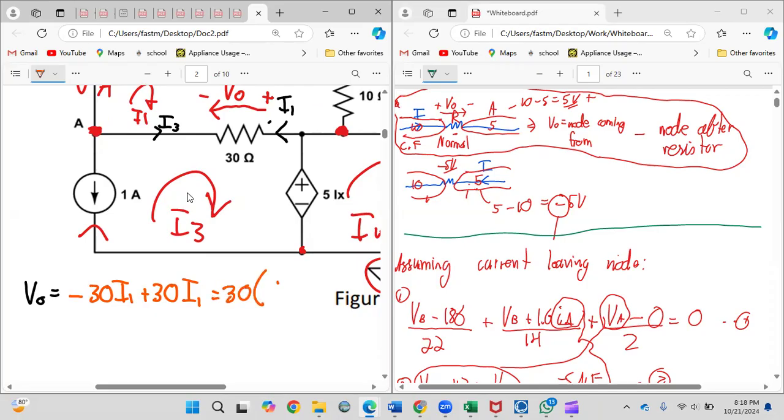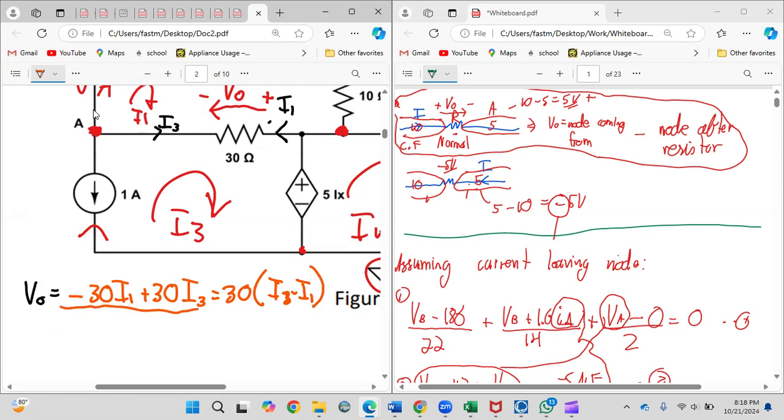Then from here you could just factorize the 30. So you could just end up with I1, and it's supposed to be I3 now. Where did I get that from? I3, because that is this one here. So you gotta be careful. Right, so you end up with plus I3 minus I1, and that will be the equation for it.